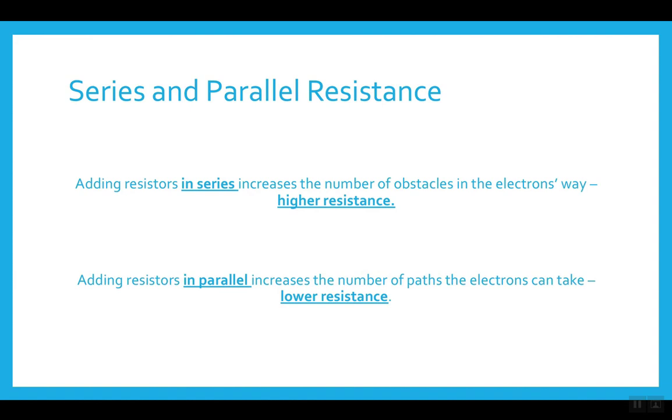So adding resistors in series increases the number of obstacles, higher resistance. Adding resistors in parallel increases the number of paths, so you actually get a lower resistance.